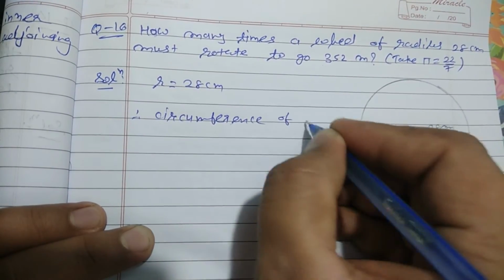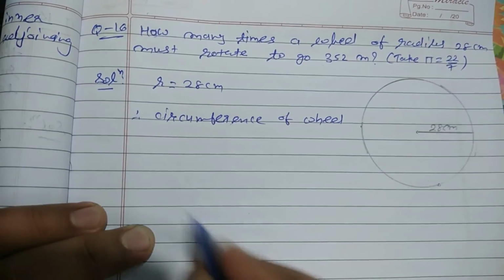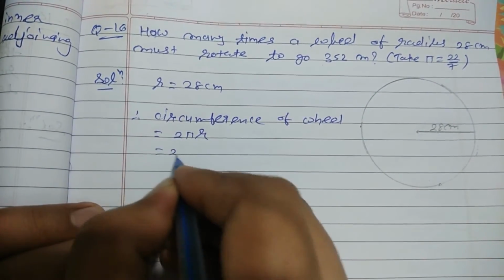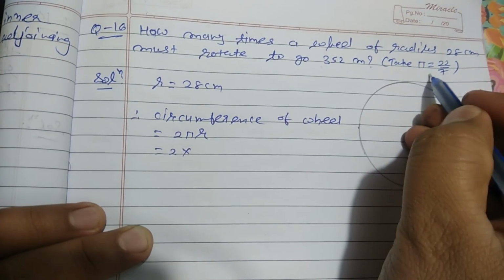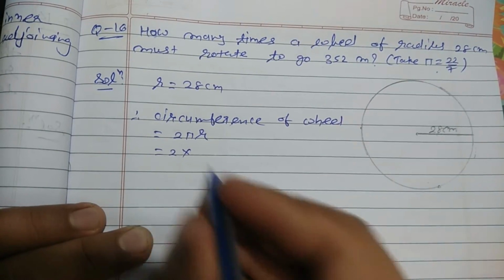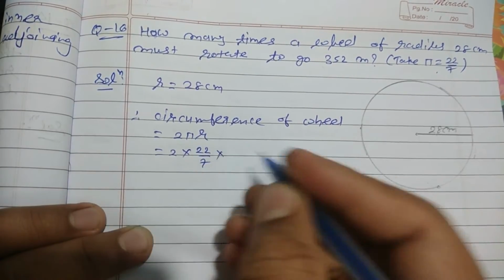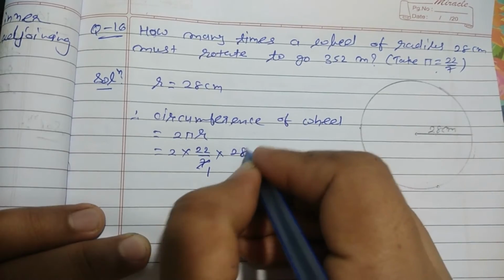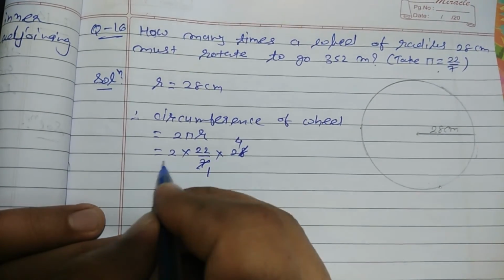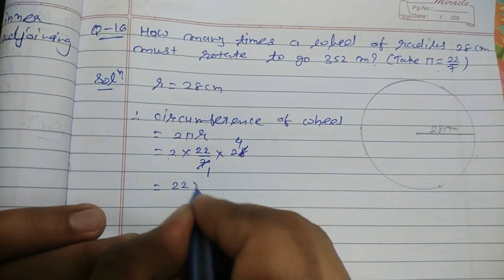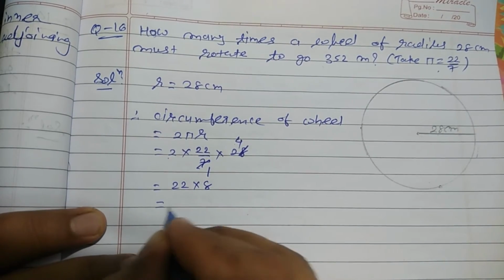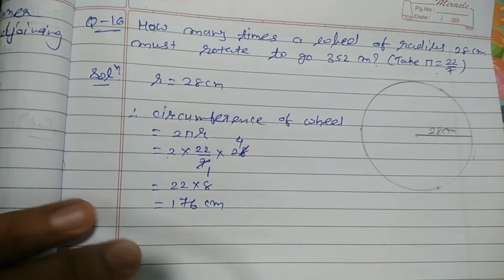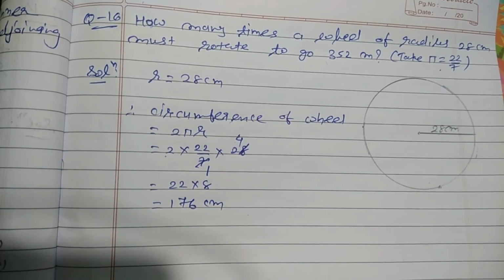circumference of wheel, and that is equal to 2 pi r, that is equal to 2 multiplied by, here we have to take the value of pi, 22 divided by 7 multiplied by r, that is 28. 7 ones are 7, 7 fours are 28, 2 fours are 8, so 22 multiplied by 8, 22 eights are 176, and the unit is centimeter. So here we have found the circumference of the wheel.